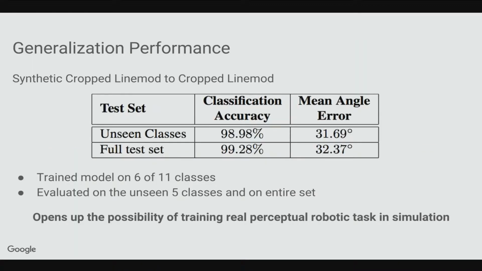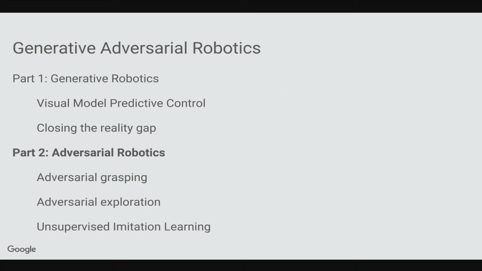Another interesting thing is that it actually generalizes well. So the system that maps the simulated data to the real world data is not really object agnostic. It's really learning a generic mapping between the simulated world and the real world that can extrapolate very well. So it really opens up new possibilities in terms of training things in simulation and actually using them in the real world. So let's talk about adversarial settings as well.